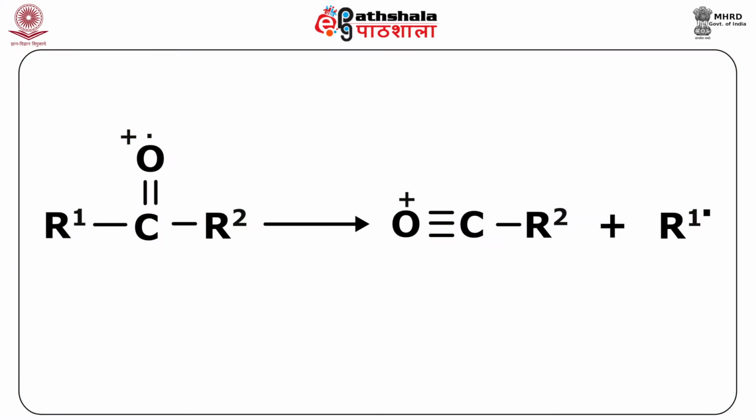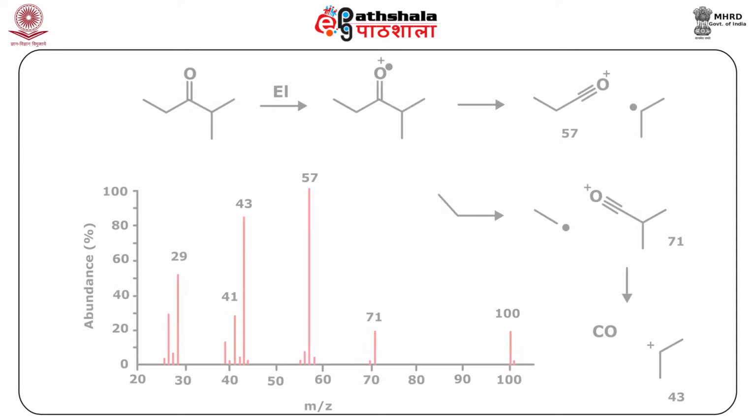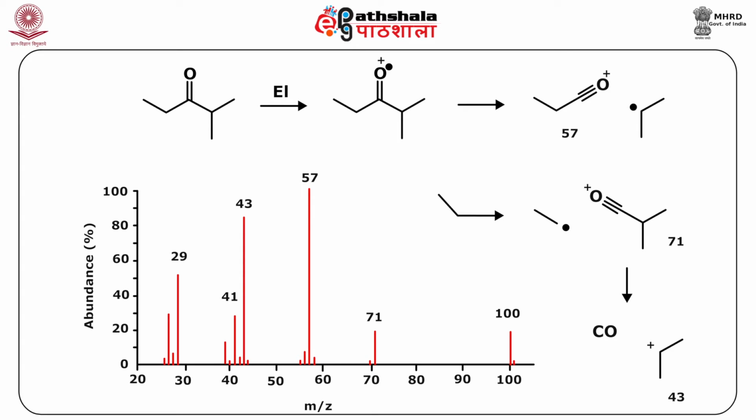Starting with the atoms nearest to the functional group, during the alpha cleavage, fission of the ketone with expulsion of a radical R1 dot will take place. Now you can see here how the R1 dot radical is generated. Alpha cleavage in 2-methyl-3-pentanone. Let us take up this case.